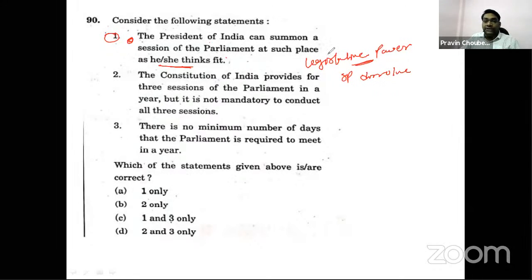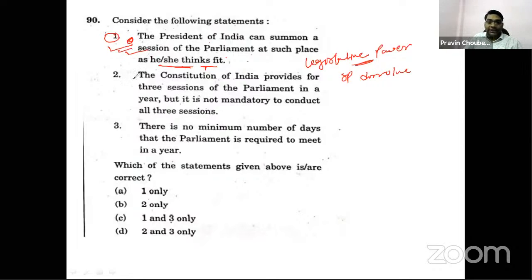So if you know the legislative power of the president, then you can easily say this statement one is correct. It is also said that if any construction activity is going on in parliament, or for any reason that place is not suitable for conducting a session, then the president has the power to start a session at whatever place they want. So the president of India can summon a session of the parliament at such place as he or she thinks fit. This statement is correct.